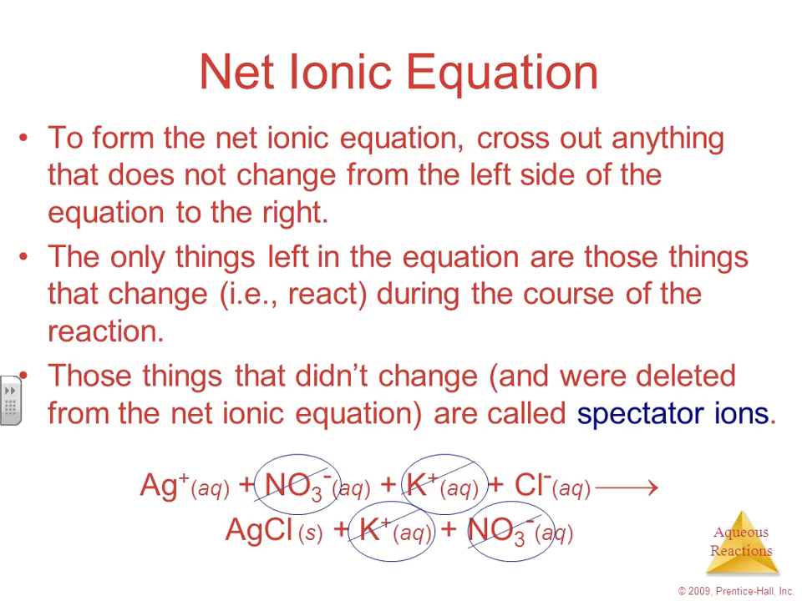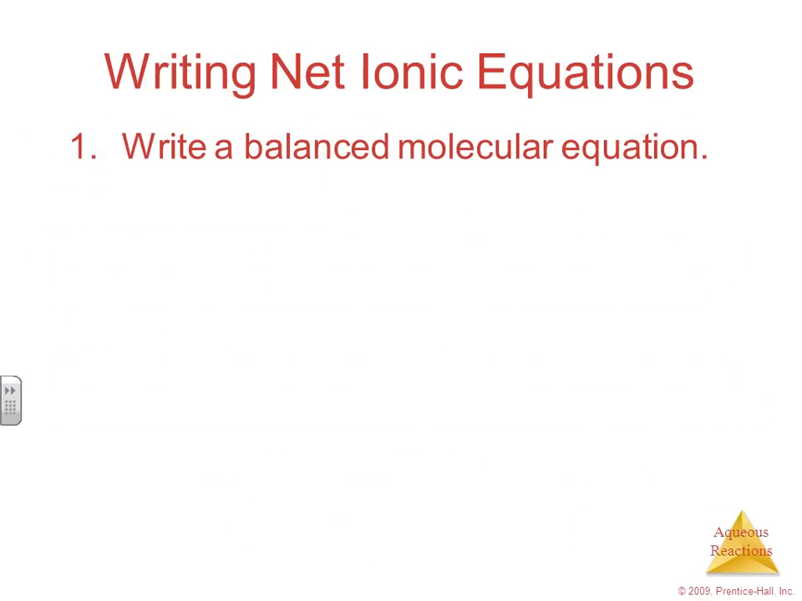So what you're really doing is, in the ionic equation, you're writing everything as it really exists. And in the net ionic equation, you're canceling out all of the spectator ions, the things that really aren't participating in the reaction. And what you're left with then becomes your net ionic equation.